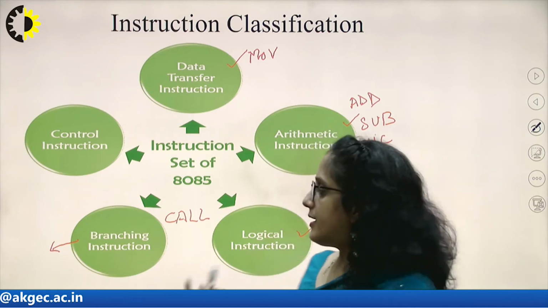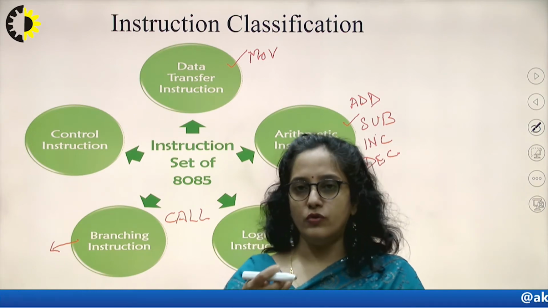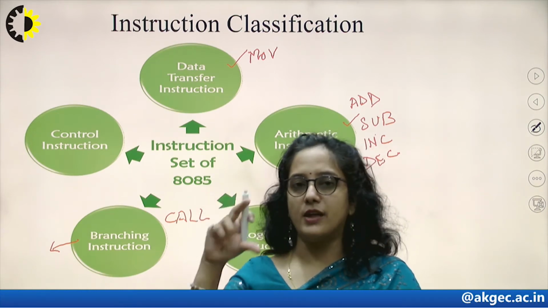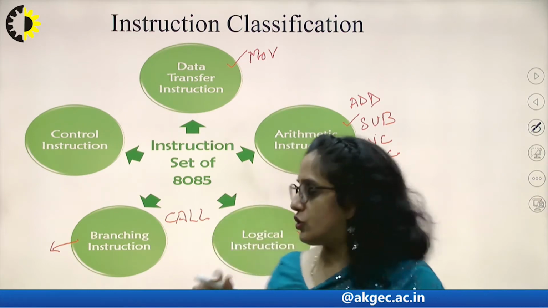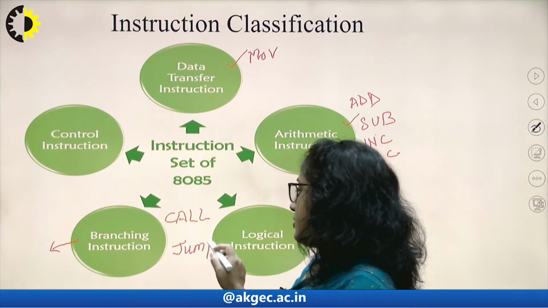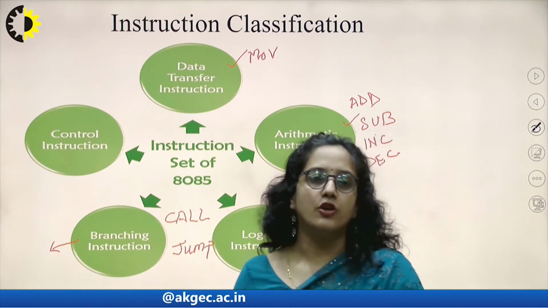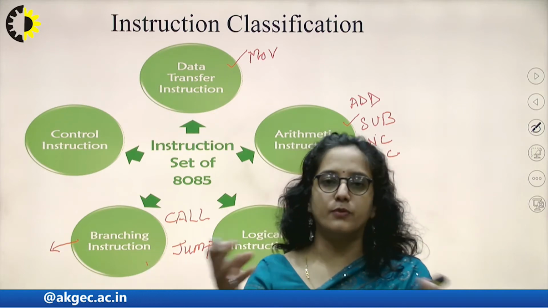There is another case in which we can say if something is true, do this part of the instructions, otherwise skip that particular part. That comes under the conditional jump. So we can have different types of jump instructions. These are the branching instructions, where we are branching our program.